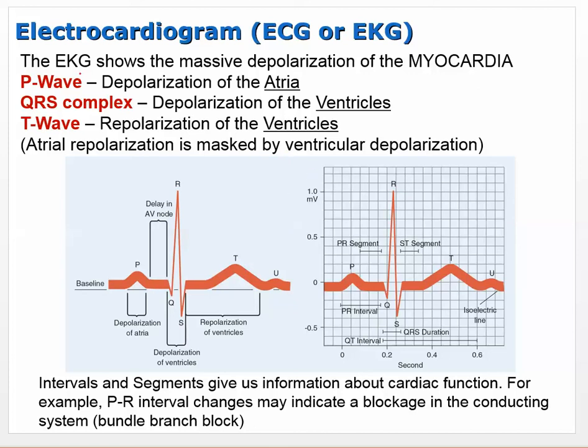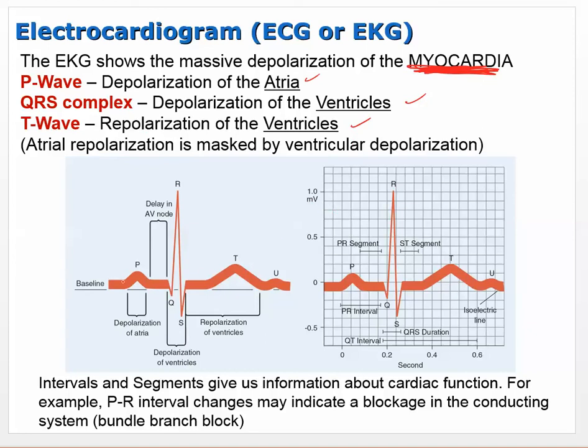Okay, so the EKG shows massive depolarization of the myocardia, not the pacemaker cells, the myocardia, because that's what the heart is mainly made of. That's what you're going to see the most. So the P wave is depolarization of the atria. The QRS wave is depolarization of the ventricles. Remember, ventricle depolarization happens afterwards, and all of those cells go at about the same time. And then the T wave is repolarization of the ventricles. Those are the electrical things that the EKG can sense.